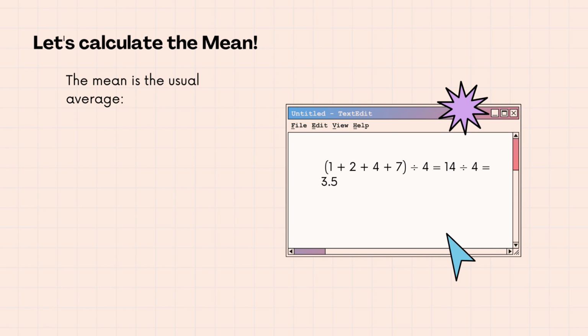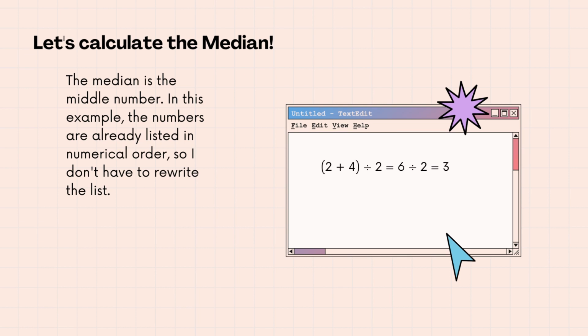Let's try another one. The mean is the usual average again. The numbers are 1 plus 2 plus 4 plus 7. Then I will add them and divide by how many numbers there are, which is 4. It will equal 14, and then divided by 4, which is 3.5.